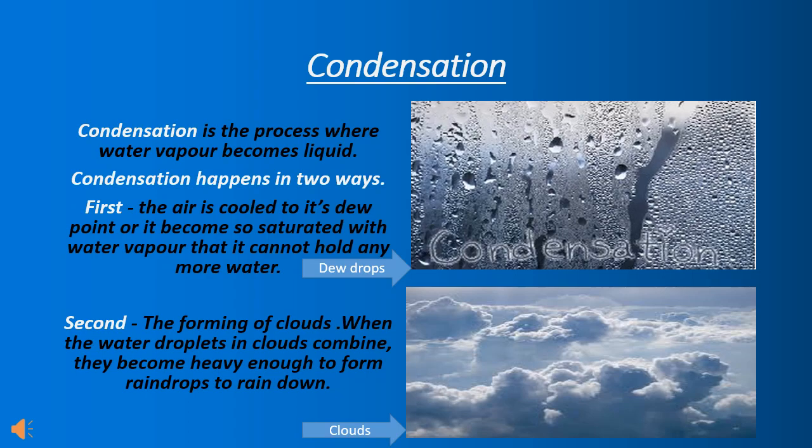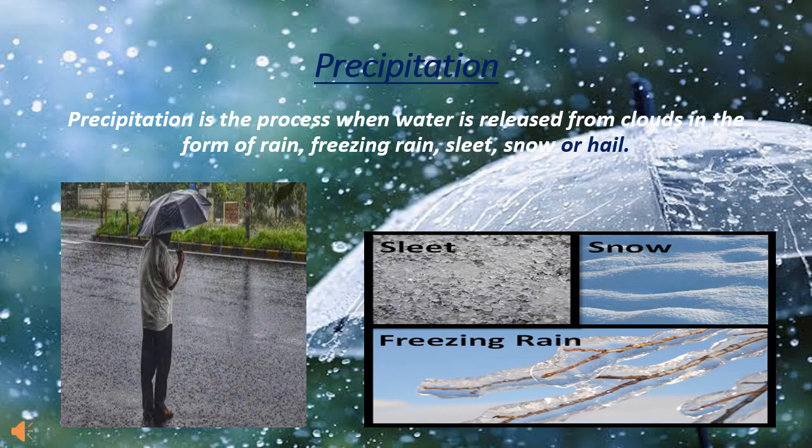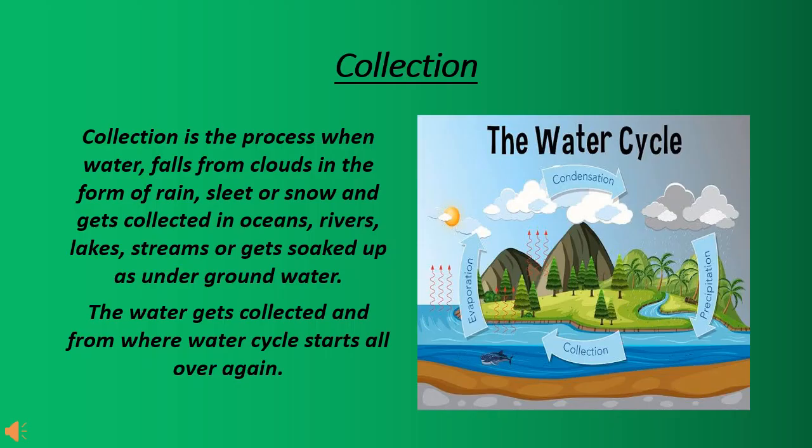Those are clouds. Precipitation. Precipitation is the process when water is released from the clouds in the form of rain, freezing rain, sleet, snow, or hail.